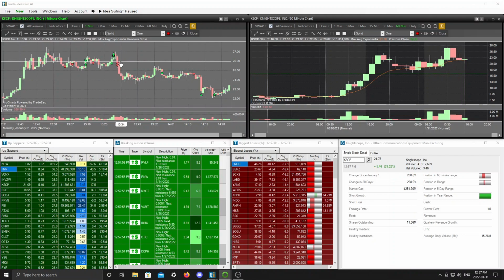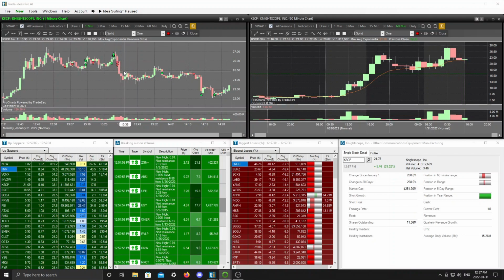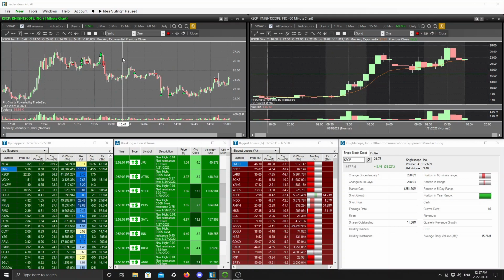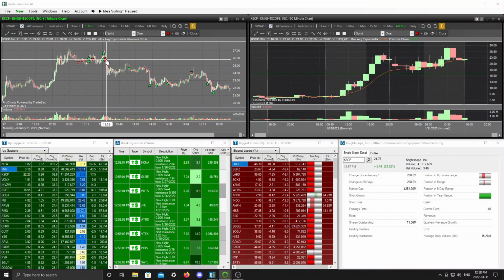But it is what it is. The trade ended up working out pretty nicely. So the key lesson I want to go over with this trade is you can have a really nice trade on a stock, as we see here.